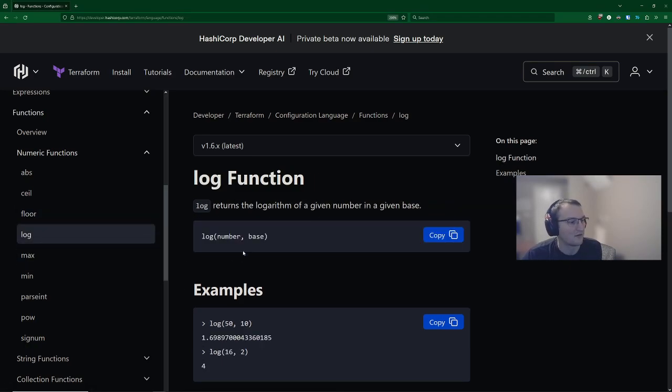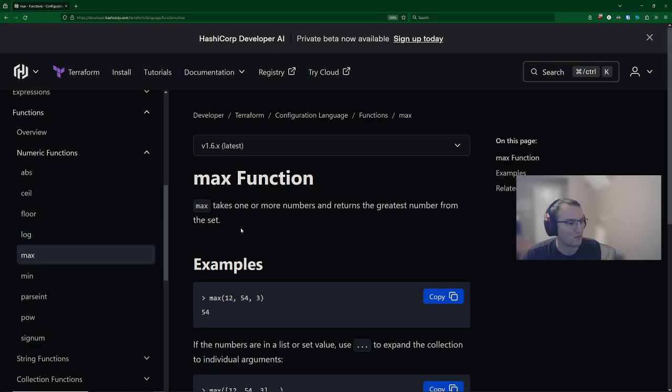Log returns the logarithm of a given number of a given base. So some examples of this is the log of 50 in base 10 is 1.69. The log of 16 in base 2 is 4.